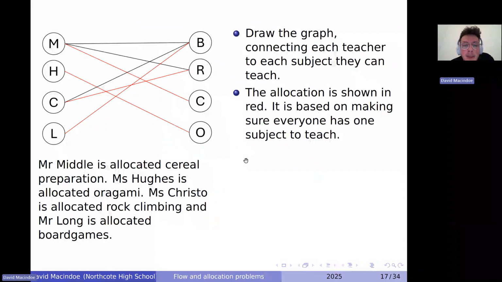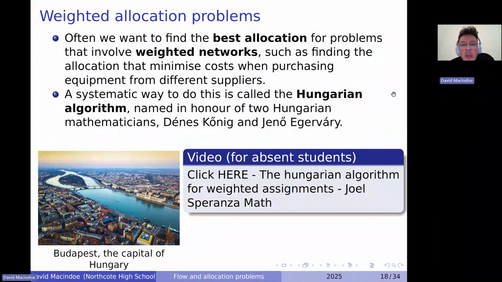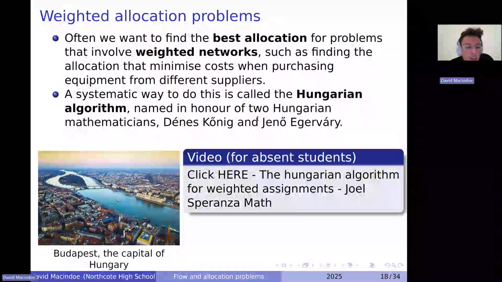But sometimes we have these weights, so it might be the time it takes for jobs to be done or the cost of something being done. And then it becomes more complicated, and so it's worth having an algorithm to do that. The algorithm we have for this is called the Hungarian algorithm, named after these two Hungarian mathematicians.